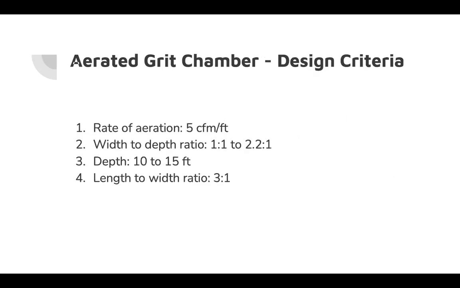So, aerated grit chamber design criteria. For the first one, we have the rate of aeration, which is 5 CFM per feet. Next, we have the width to depth ratio, which is 1 to 1 until 2.2 to 1. And third, we have the depth, which is 10 to 15 feet. And fourth, we have length to width ratio, which is 3 to 1.